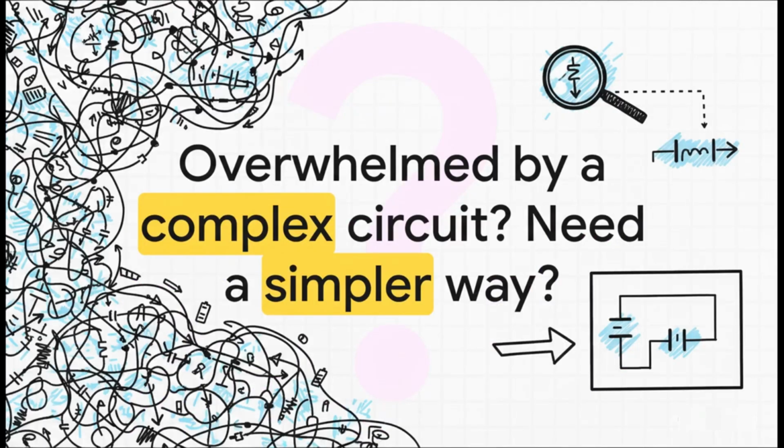You know the feeling, right? You're staring at a circuit diagram that looks like a tangled mess of wires and resistors, and all you need to find is the current through one little part. It feels like you have to solve the whole giant puzzle just for that one tiny piece. Well, what if I told you there's a much, much smarter way?